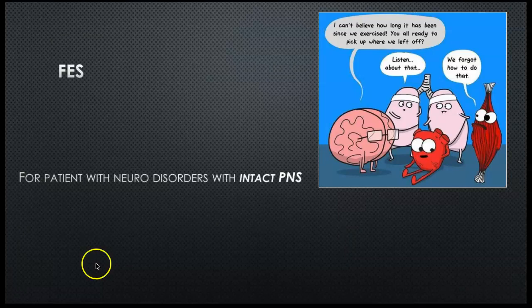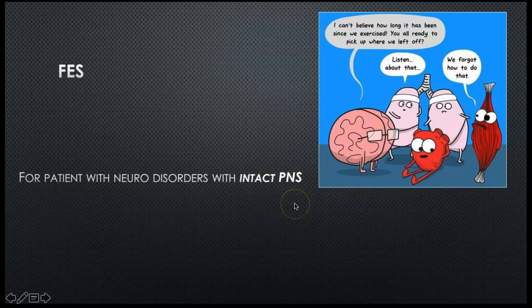Functional electrical stimulation. This is for patients with neurological disorders, but they have an intact peripheral nervous system. So very common in people who've had strokes. It might be actually also used for people with spinal cord injuries. It just depends on the severity of the spinal cord injury and if they have any peripheral nerve. A lot of times their peripheral nervous system is fine. It just kind of depends on where their injury occurred.